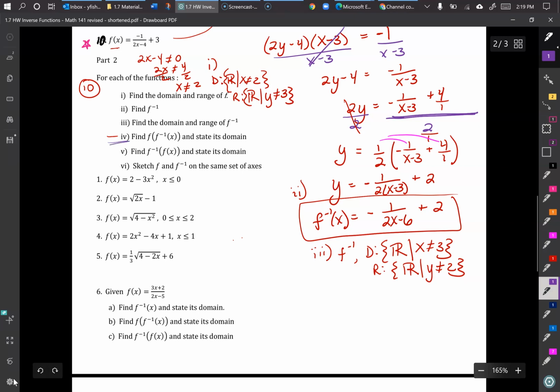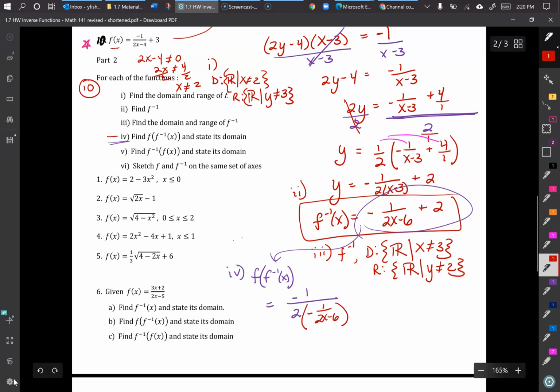I'll do this in a different color. So this is going to be 4. And then I'm going to compose. So f of x is up here. So I have to put this whole thing inside my f function. So I have -1 over 2 times x, which is now my inverse, right? -1 over 2x minus 6. Whoops, I need to add my +2. And then I have a +3 onto that.